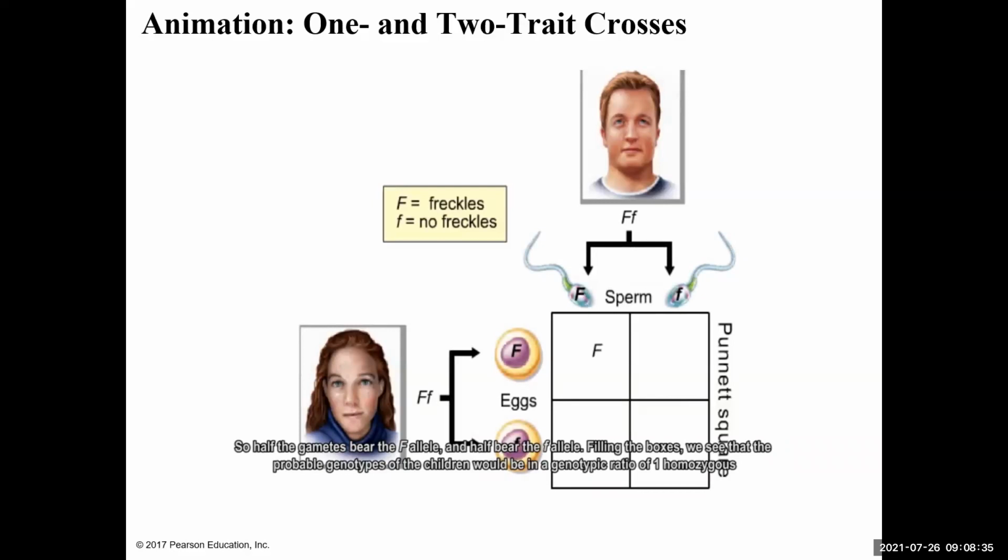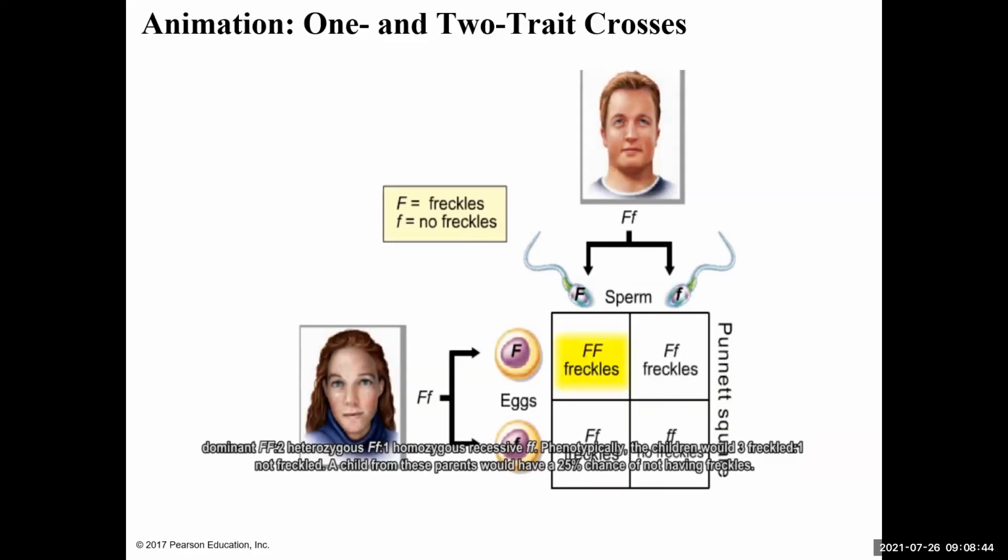Filling the boxes, we see that the probable genotypes of the children would be in a genotypic ratio of 1 homozygous dominant, big F, big F, to 2 heterozygous, big F, little f, to 1 homozygous recessive, little f, little f. Phenotypically, the children would be 3 freckled to 1 not freckled. A child from these parents would have a 25% chance of not having freckles.